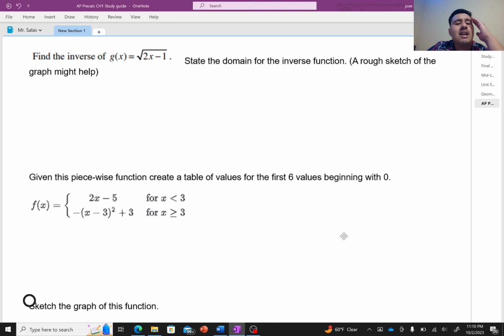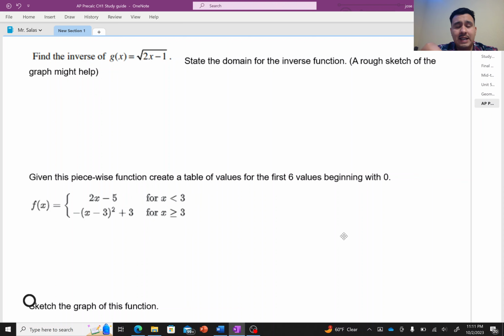Now, it says, find the inverse of g of x is equal to the square root of 2x minus 1. State the domain for the inverse. A rough sketch of the graph may help. So before we even worry about a domain, we're going to go ahead and just focus on finding the inverse.